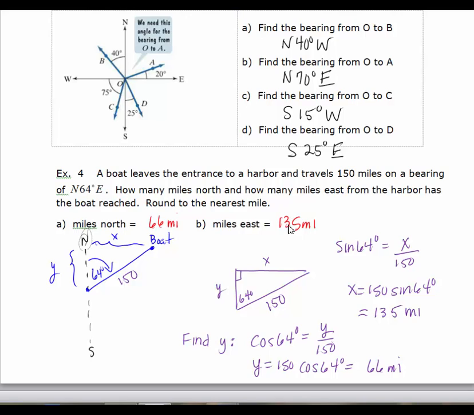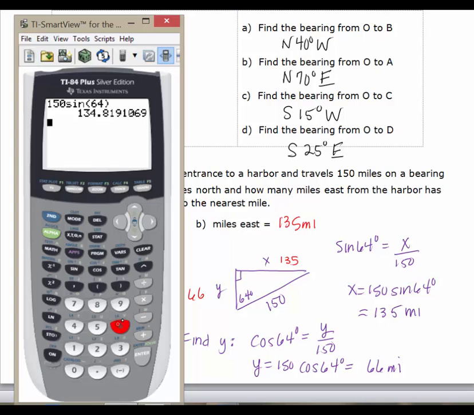And one way to check your answer would be to use the Pythagorean theorem. We've got 135 here, we've got 66 here, and we can just double check. 66 squared plus 135 squared, and then 150 squared. And we do get some error here because we've rounded to the nearest whole numbers. So again, we're looking to see if our answer is reasonable, and that is reasonable.